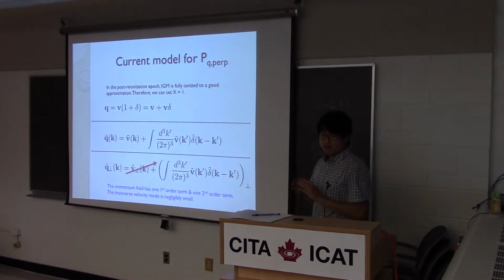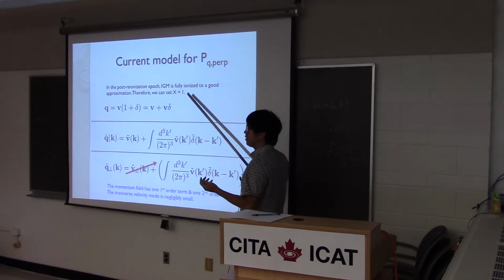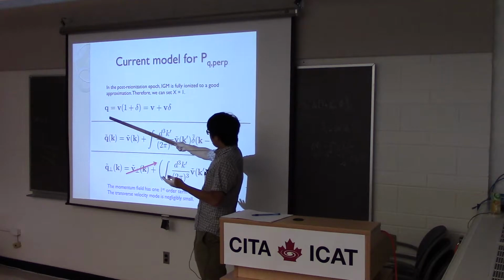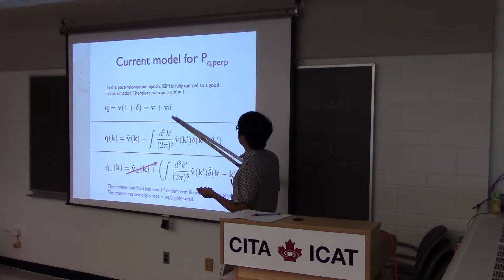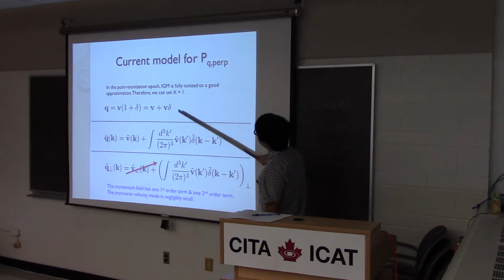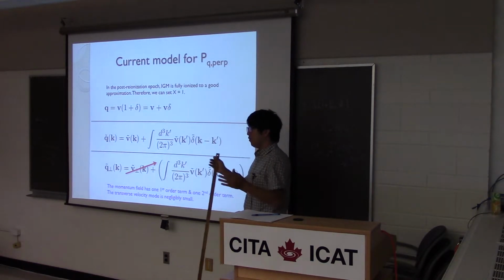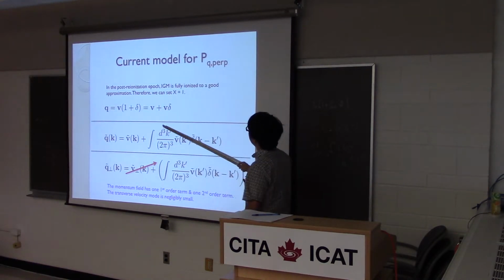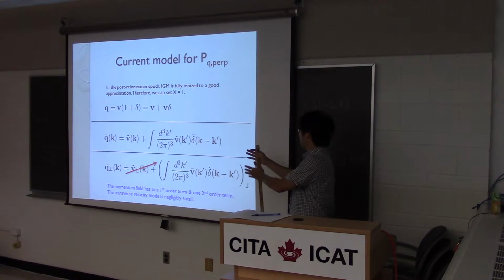Now let me briefly tell you about the nonlinear model of this momentum power spectrum. In the post-reionization regime, everything is ionized to a good approximation. So we can say this ionized momentum field is V times (1 plus delta). Then we have this first order term V plus V delta, which is a product of these two terms, so it's the second order term. In Fourier space, the second order term becomes a convolution, which is why we need this huge dynamic range, because this convolution is going to couple all the modes, on large and small scales, with other modes on both small and large scales.